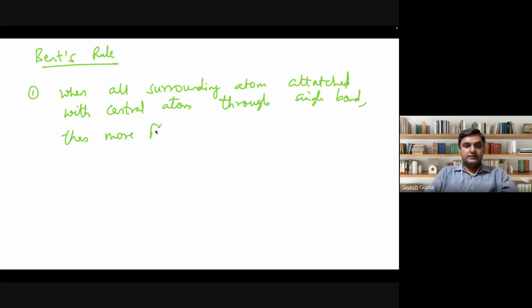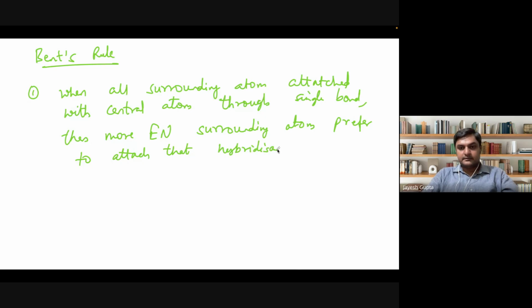then more EN surrounding atoms prefer to attach to that hybrid orbital which has less percentage s character.